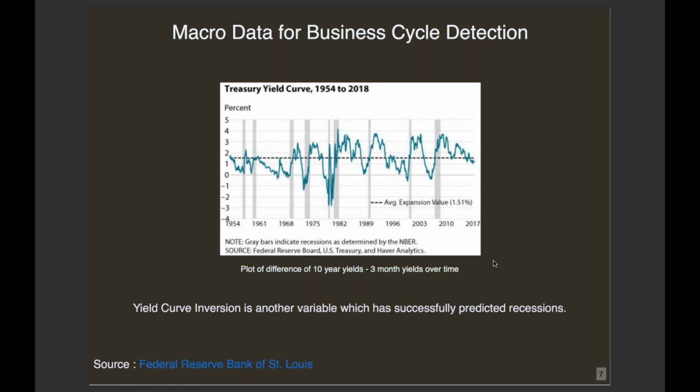For the interested audience, there was a very good paper by the Federal Reserve Bank of St. Louis that discusses these two macroeconomic numbers in more detail.